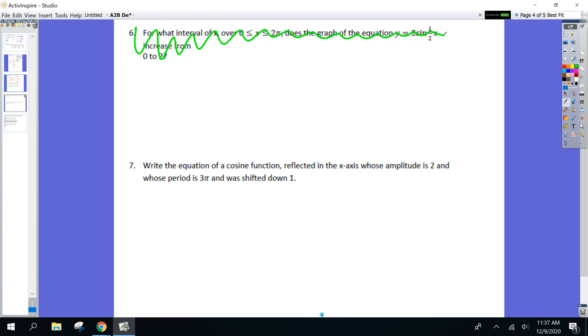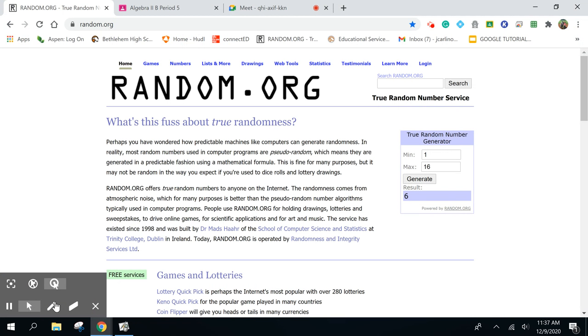See what I threw in there? Reflected in the x-axis. So what do I need to do to the equation if it's reflected in the x-axis? All right, we'll talk about that sooner or later. All right, need somebody for the A, B, and C values.